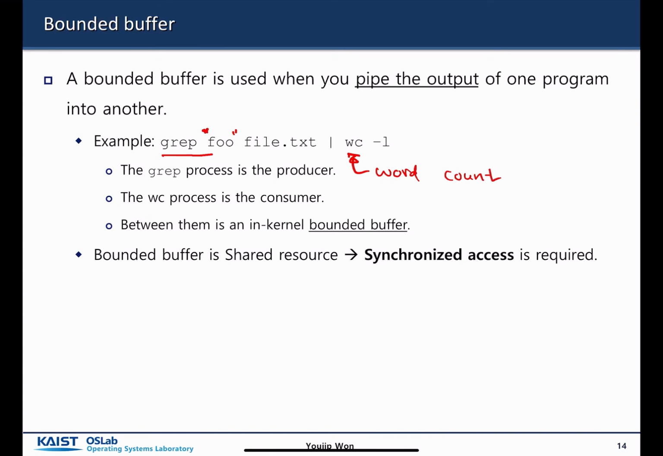So here, the grep process is a producer, and the word count process is a consumer. Between them is an in-kernel bounded buffer. It is important that the buffer is in the kernel. Bounded buffer is a shared resource, and so the two threads, the producer thread and the consumer thread, have to be synchronized to properly access the shared buffer.